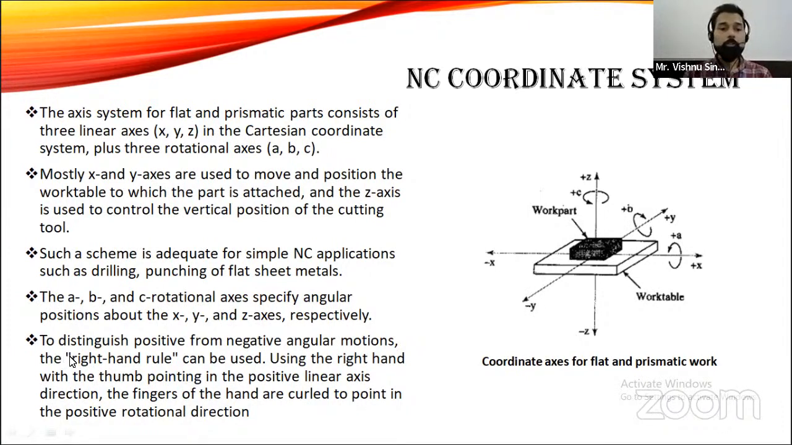One more thing to be seen here is how we can check whether our rotational direction is positive or negative. For that we use the right hand thumb rule. Suppose we are pointing our thumb in the positive x direction, and if we curl our fingers, then the direction in which our fingers get curled gives the positive rotational direction. As you can see, the plus A shows the positive rotational direction A. If you point your thumb towards the positive x direction, your fingers will be curled inwards. That's why it is positive A.